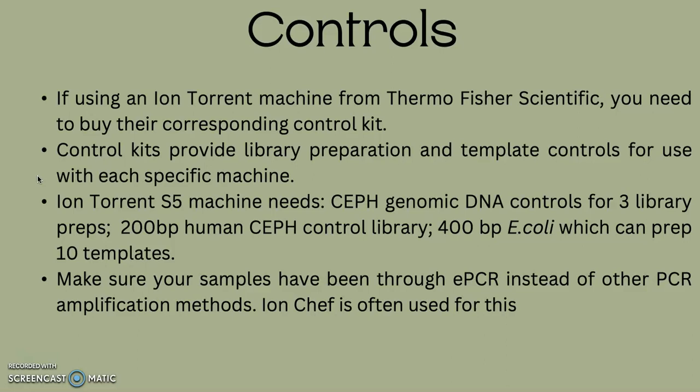When using Ion Torrent sequencing from Thermo Fisher Scientific, you need to buy their corresponding control kit. The control kit provides library preparation and template controls for use with each specific machine. The Ion Torrent S5 machine, for example, needs CEPH genomic DNA controls for 3 library preps, a 200 base pair human CEPH control library, and a 400 base pair E. coli, which can prep up to 10 templates.